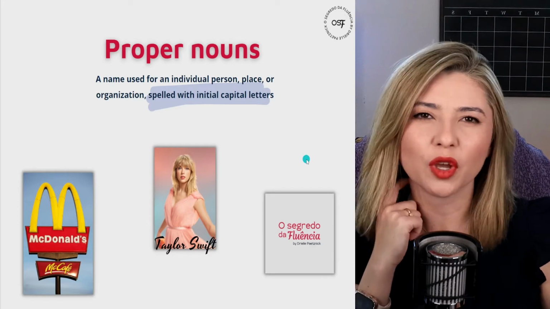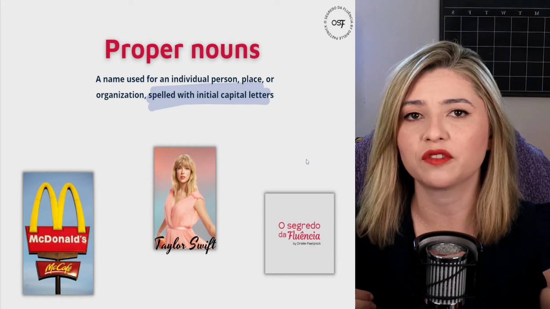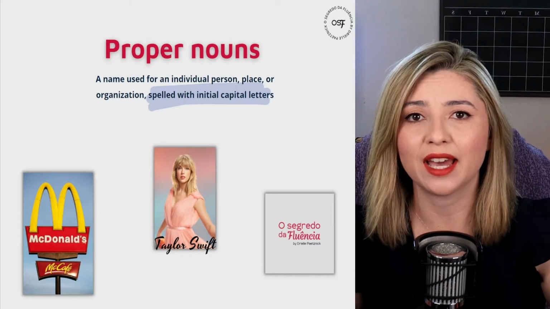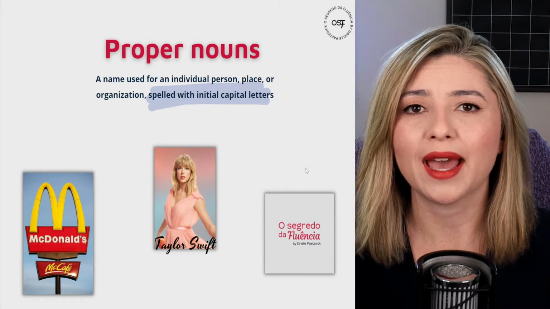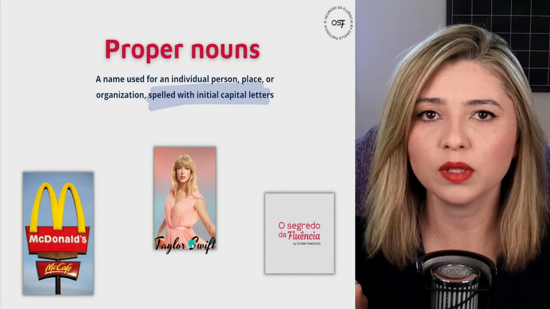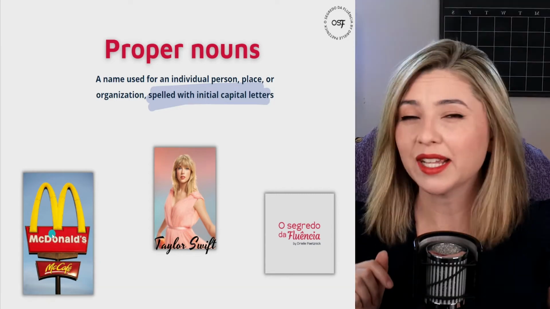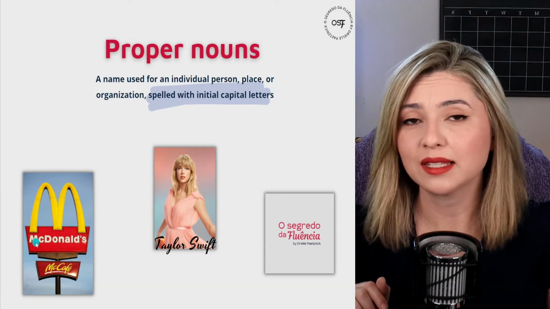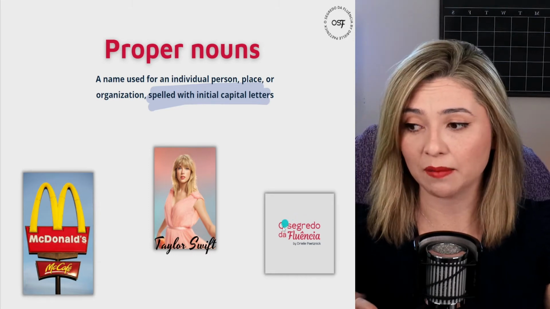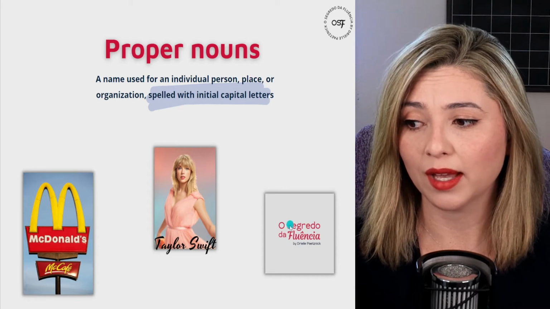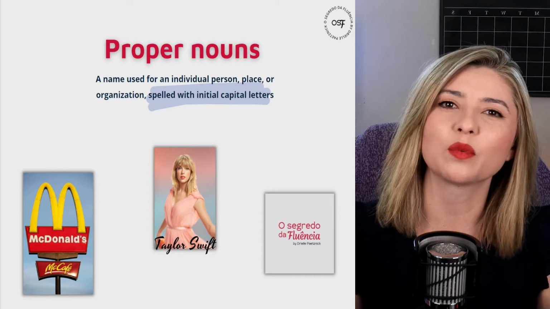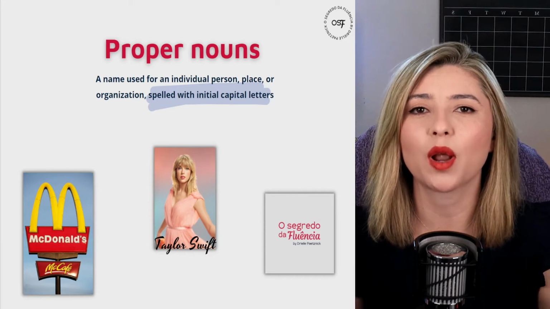It is important to know that because proper nouns, whenever we are writing, we are going to capitalize the first letters. For example, Taylor has a capital T and Swift a capital S. Capital means that the letter is bigger. Let's look at McDonald's. The M is capitalized. The D is also capitalized. My company's name, O Segredo, capitalized, and Fluência, capitalized. So it is important to know that because when you're writing, you have to capitalize proper nouns.